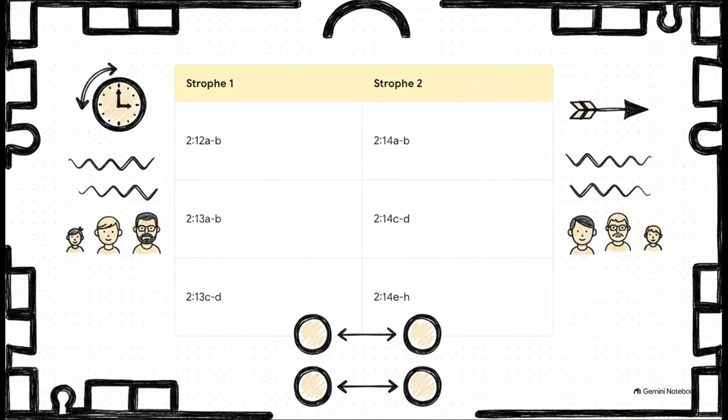And it doesn't stop there. These frames perfectly align across matching vocative pairings: children, fathers, and young men. The symmetry here is literally by design and forms the backbone of our entire linguistic analysis.